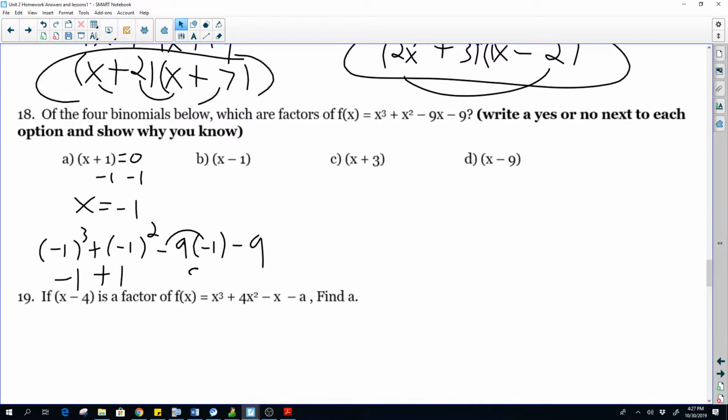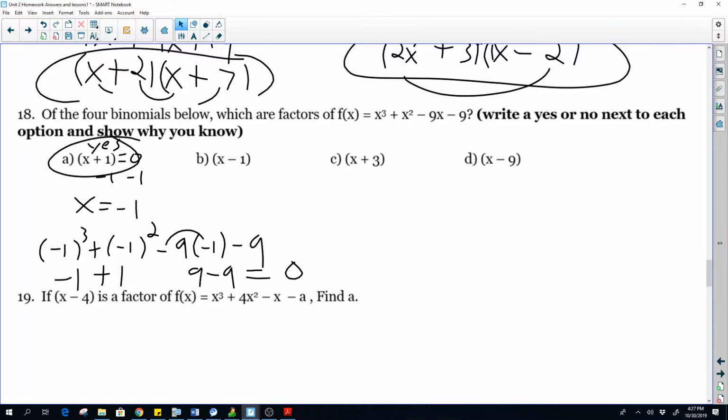Negative times negative is a positive. 9 minus 9 cancel each other out as well. 0. That means that yes, this one is a factor, because we plugged in negative 1 and we got 0. When we plugged it in, that means no remainder. It is a factor. You could do synthetic division, but just plugging in the numbers is even faster.